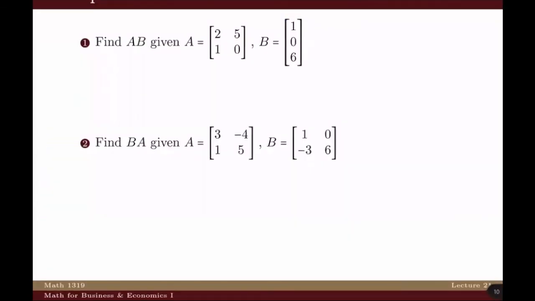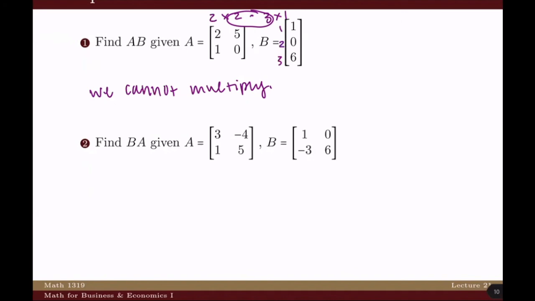Okay, so next we want to find AB, given A is 2, 5, 1, 0, and B is 1, 0, 6. So A is a 2 by 2 matrix multiplied by B, which is a 3 by 1 matrix. Our middle numbers do not match, so we cannot multiply. That one wasn't too bad, right? Middle numbers don't match, can't do anything. We just move on with our lives.